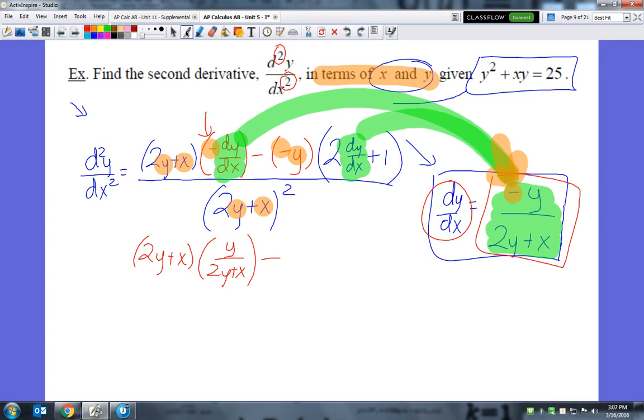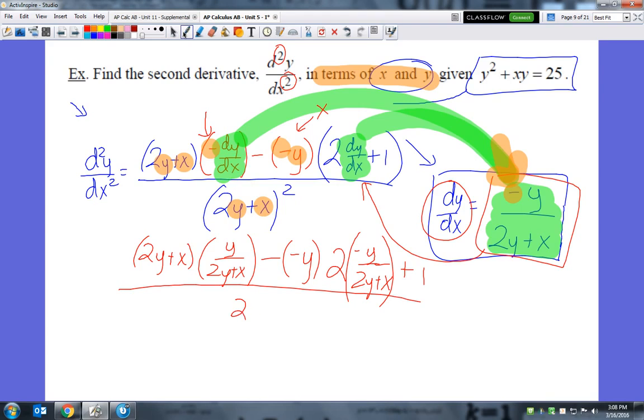So I'm going to put positive y over 2y plus x, and it's going to be, hold on, I just realized something. Just caught my mistake before I get the emails. That's not going to be substituted in for y. It's going to be substituted in for dy/dx. So don't substitute it in there. Just write the negative y as is. And then it'll be 2 times negative y over 2y plus x. That's where you're going to substitute it in. Plus 1 all over 2y plus x squared.